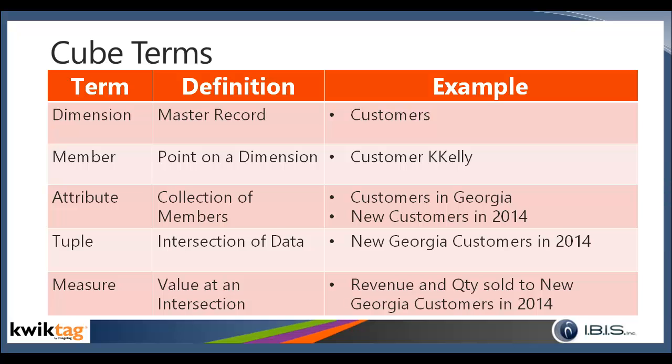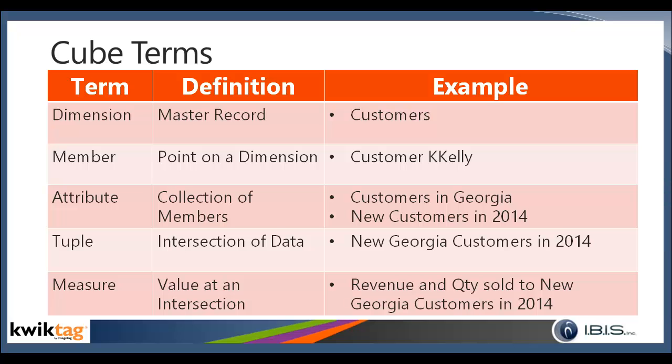So a dimension is a master record, for example, customer. So that would be the highest level. A member is going to be a point on that dimension. So customer K. Kelly is a customer. Therefore, it is a member of the customer dimension. An attribute is a description or collection of members. So if K. Kelly and Aaron Fitz and Whitney are all customers, then if they all live in Georgia, they would all be considered Georgia customers. So the attribute is a part of the dimension.